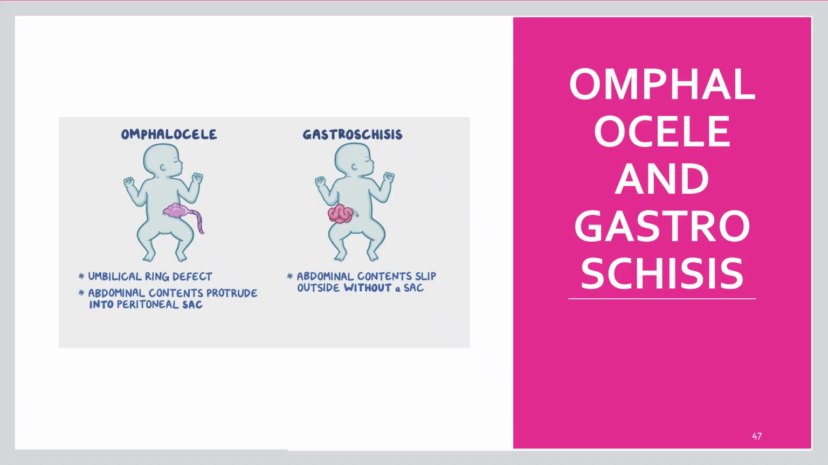Here, omphalocele, see here, there is an umbilical ring defect. Abdominal content protrudes into the peritoneal sac. See, so the abdominal content protrudes. There is a sac there, and through the sac the abdominal content is coming outside. Gastroschisis. So see, here there is also a small area of weakness. Through the weakness, abdominal contents slip outside without a sac. There is no sac. Here there is a peritoneal sac covering the organs, but there is no sac here. See here, the intestine is coming out like that.